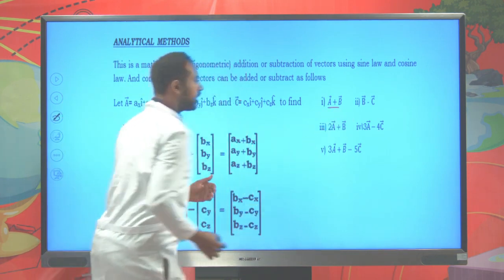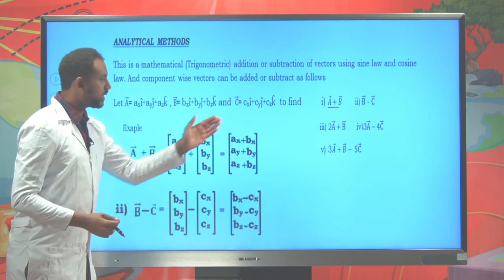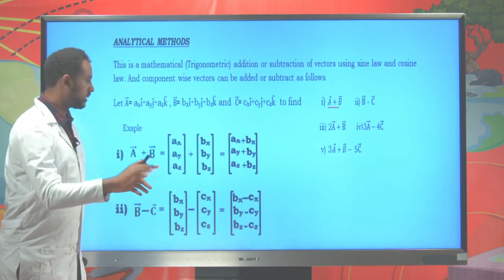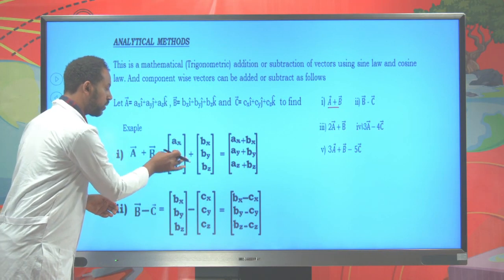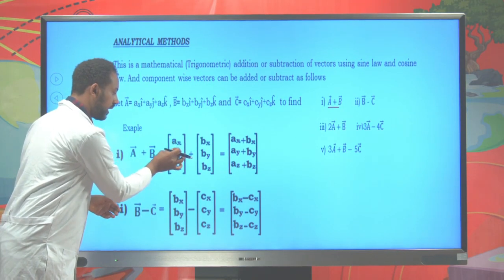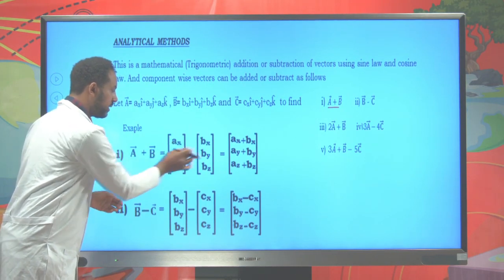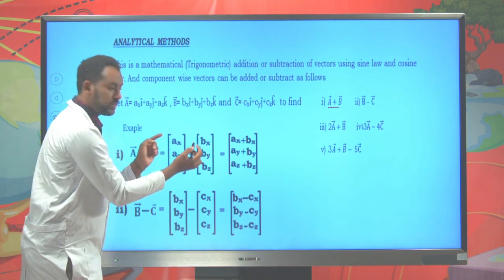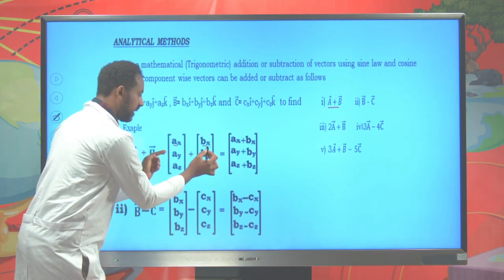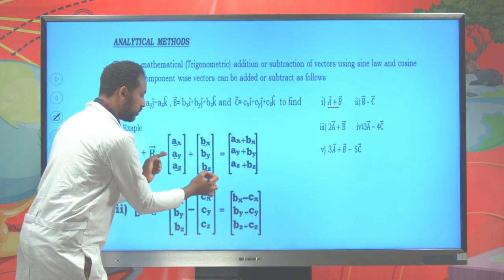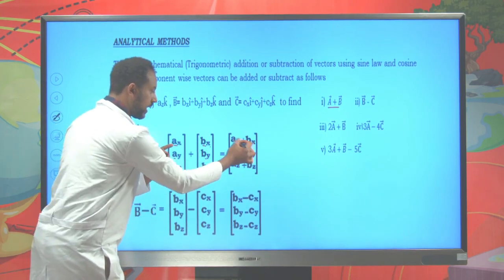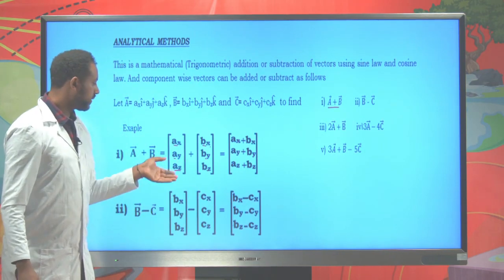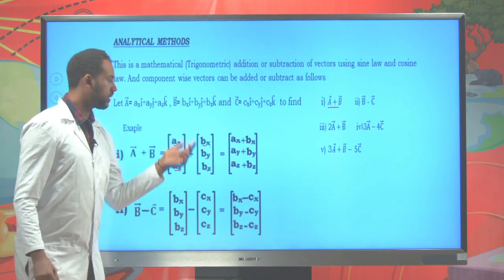The same thing, B and C can be given. If you want to determine the summation of those two vectors, A plus B, it's possible to use column-wise or row-wise, meaning it's possible to put all the components of A, ax, ay, and az, and B, bx, by, and bz. Therefore, it's possible to add the corresponding components, ax with bx, ay with by, az with bz. If it is summation, you can add. If it is subtraction, you can subtract. It's possible to add those two vectors using column techniques.